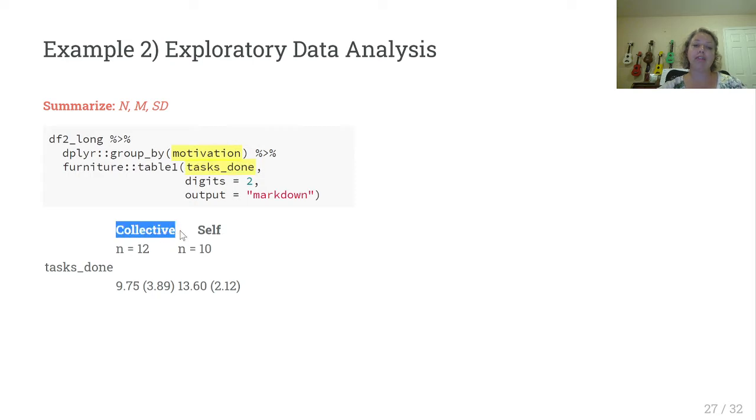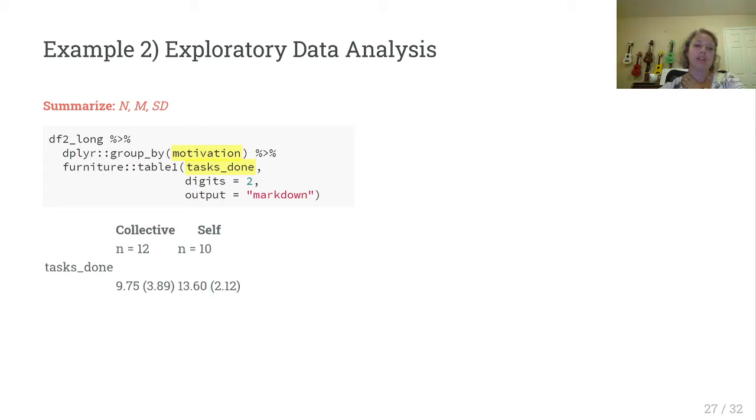So for the collectively motivated people, they averaged 7 3/4 tasks done. Now, I don't know if this was filing files or licking envelopes. I don't know if this was over a day, a week, a month, an hour, 5 minutes, but they got 9 3/4 done. In the self-motivated group, they averaged 13.6. Looks like self-motivation tends to get more accomplished, at least descriptively. So summary statistics are informative, but maybe don't tell the whole story.